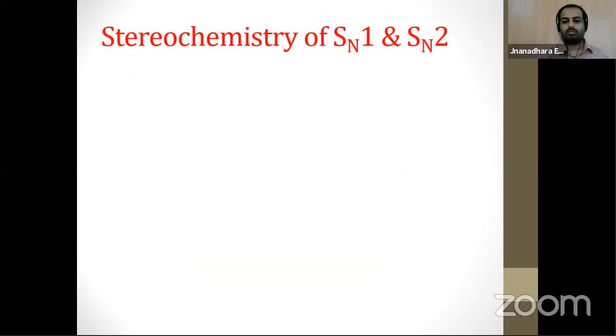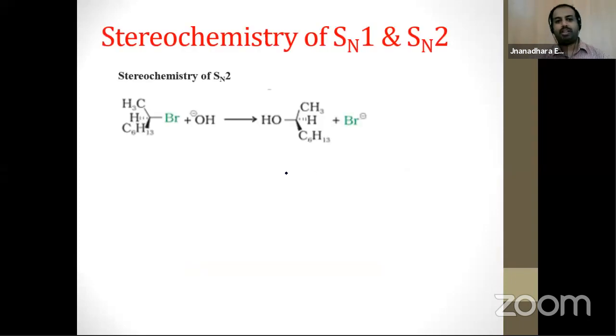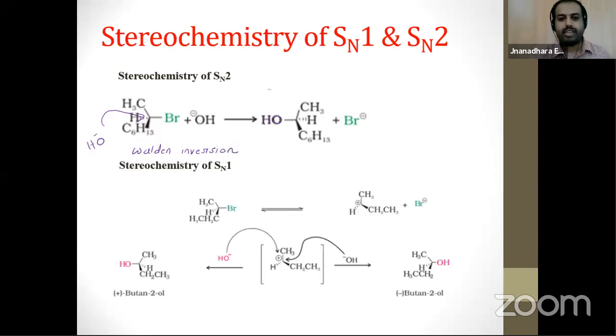Now let's apply it for SN1, SN2. In SN2, what happens? Very simple. Nucleophile attacks from a side opposite to the leaving group. OH minus ion attacks from a side opposite to the leaving group. Hence, have a look at this. OH has come into a position opposite to that of Br. So this is inversion, and in particular called Walden inversion. This is called Walden inversion. Okay, next. That's the consequence of SN2.